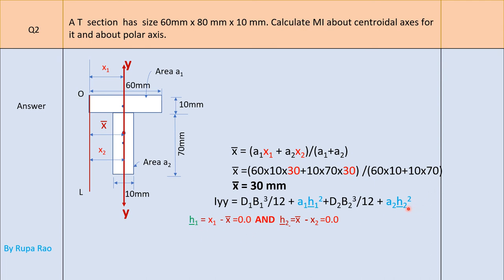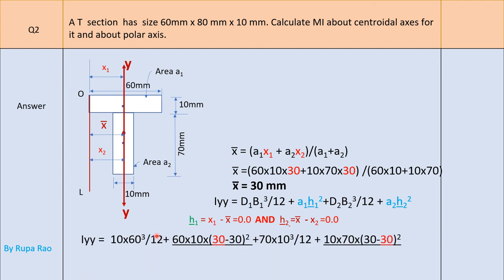Similarly, what is h2? If I am calculating Iyy, then h2 is always the difference between x bar and x2. Now, if I substitute the value of x bar and x2, both are 30, so again h2 also is 0 here. So h1 becomes 0, so a1 h1 square is 0 and a2 h2 square is also 0. So Iyy will be only d1 b1 cube by 12 plus d2 b2 cube by 12. And because this term becomes 0, I have shown it in a different color. I have not kept it black.